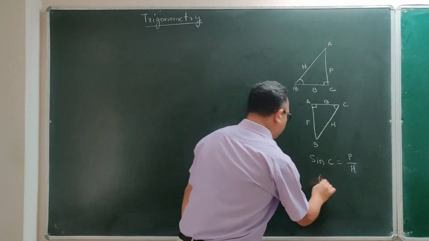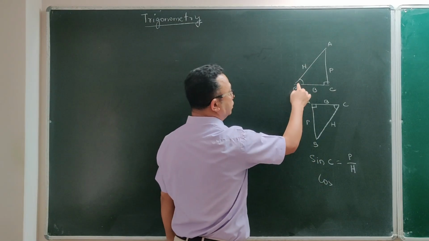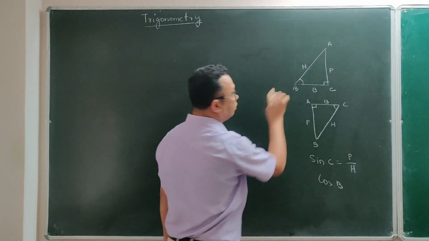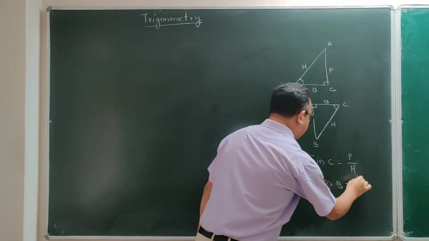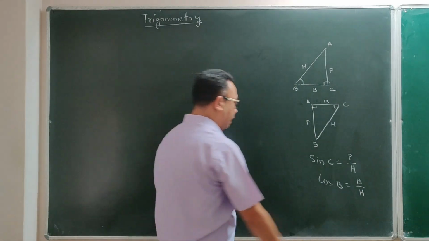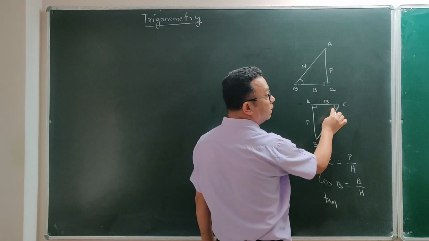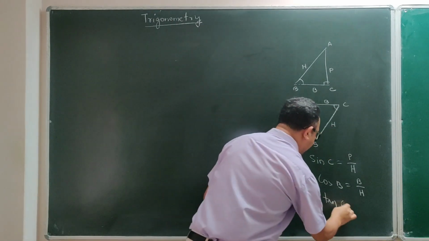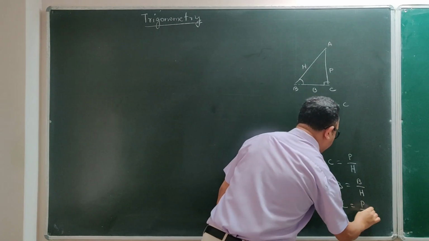Then cos. If I am talking about the upper angle, let's suppose the angle of reference is B, so then I write B. So cos B is base by hypotenuse. Then the third one was tan. So again, if I am taking the lower triangle, here it is, angle is C. So if I am saying tan C, then for tan, the formula is perpendicular by base.